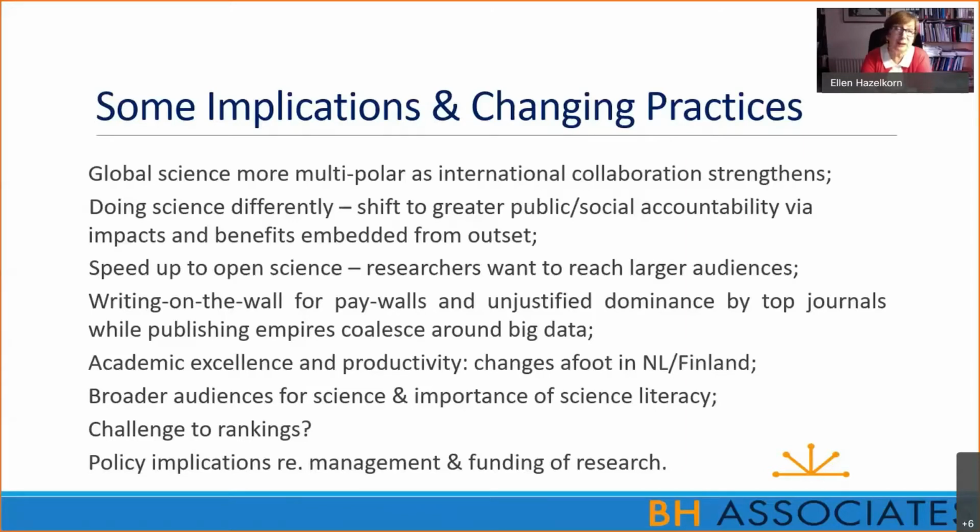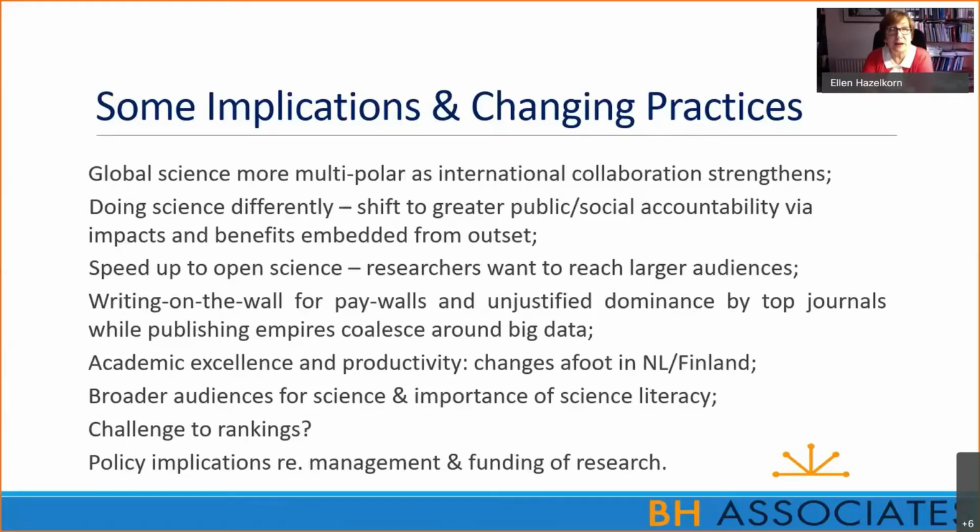We're also seeing this shift of doing science differently, this shift to greater public and social accountability by embedding impact and benefit from the outset, not as an afterthought that you write as a kind of, oh, yeah, right, I better say something about this on my application. The speed up to open science.